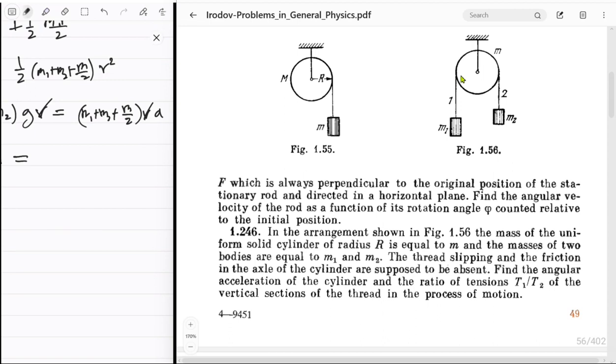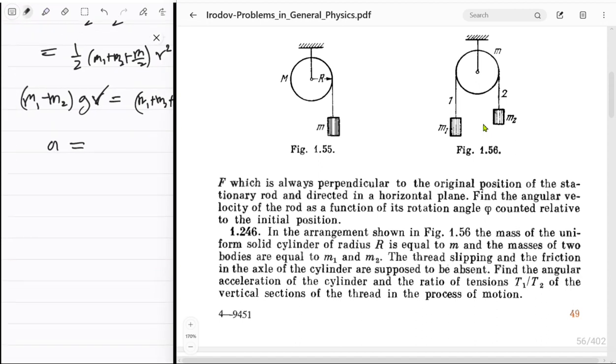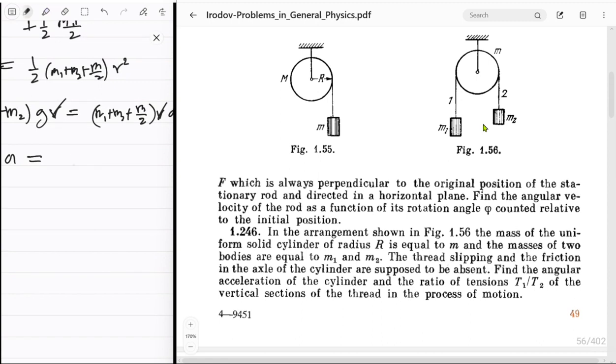Yeah. And moreover, it's not just limited to this kind of system. We could actually generalize it. Why have I not been using this thing? Why not use this? This looks awesome, doesn't it? Exactly. This does look awesome, right? Cool. Let's do the thing now. So you got the acceleration, it's just going to be (m1 minus m2) times g upon (m1 plus m2 plus m upon 2). There we go.